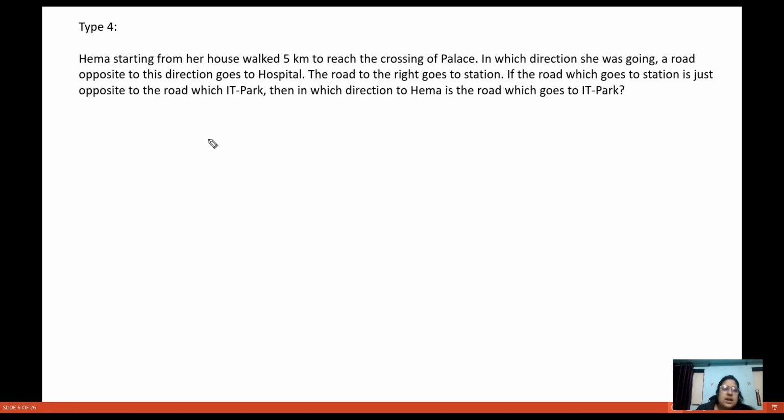Now look at this question. It is saying Hema, starting from her house, walked 5 kilometers to reach the crossing of a palace. In which direction was she going? A road opposite to this direction goes to the hospital. The road to the right goes to the station. If the road which goes to the station is just opposite to the road which goes to the IT Park, then in which direction to Hema is the road which goes to the IT Park? Now see, there is so much information, then we have to deduce it. Okay, so let us see that.